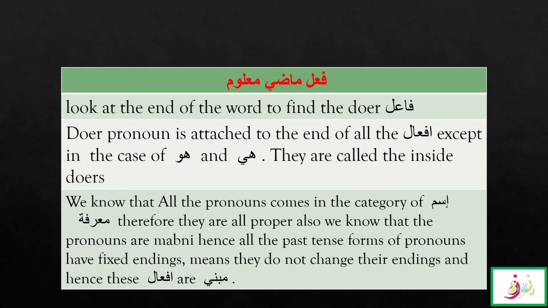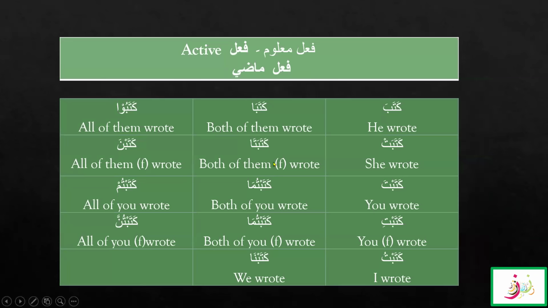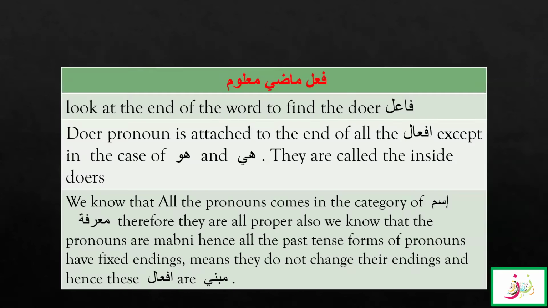We know that all the pronouns come in the category of ism ma'rifa, therefore they are all proper nouns. Just remember that they are all proper nouns. And we know that the pronouns are mabni, hence, like here, mabni 'ala al-fatha, mabni 'ala al-fatha, mabni 'ala al-damma. So here you will notice that they are all mabni, meaning their i'rab is fixed. All the past tense forms of pronouns have fixed endings, meaning they do not change their endings, and that is why they are mabni af'al.